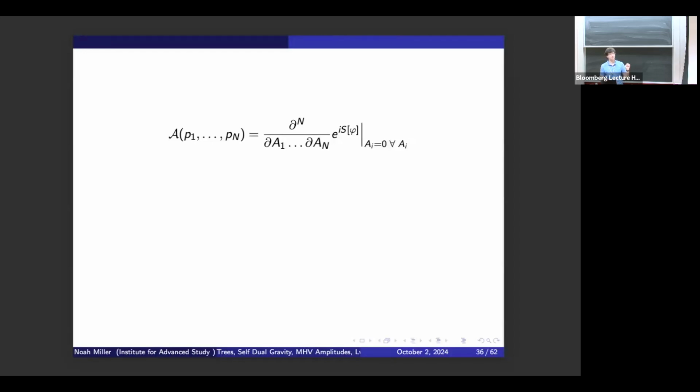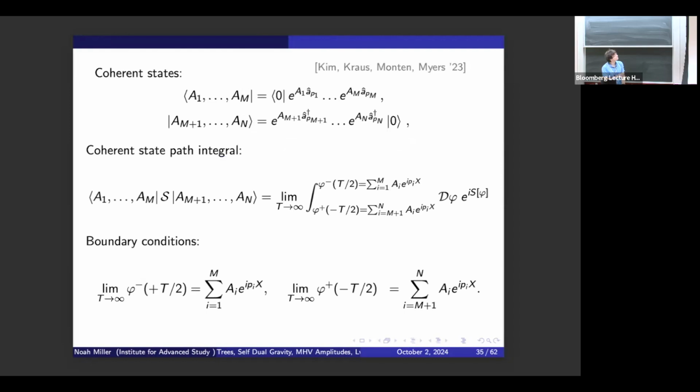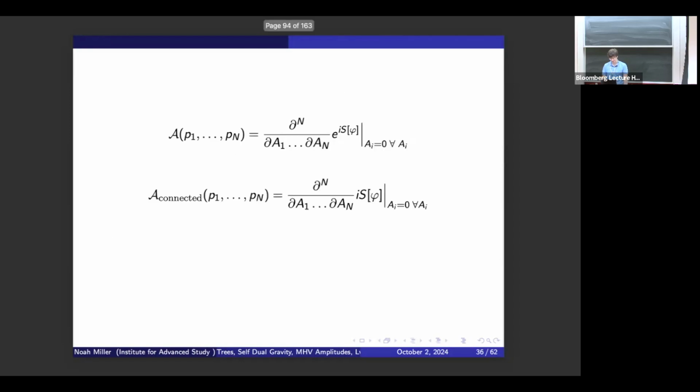Well, okay, you're using the word amplitude in two different ways: the amplitude of the waves, not the amplitude of the event. You differentiate by the amplitude of the waves here to get the tree-level amplitude. You differentiate by these A's, and these get you the normal in and out states from a normal scattering amplitude. And if you just want the connected part of the amplitude, that turns out to be not e to the iS, but just iS itself.